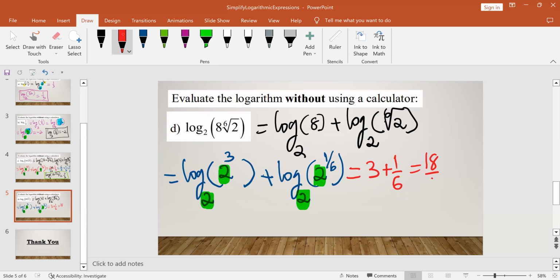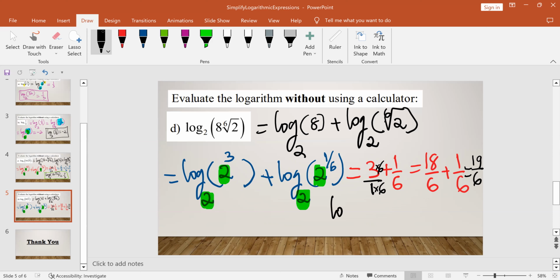But 3 is the same as 18 over 6 plus 1 over 6. Remember, 3 is the same as 3 over 1. Therefore, if I multiply 3 here by 6, 1 here by 6, we have 18 over 6, which is the same as 3, plus 1 over 6. The reason I changed it is that I want to get the common denominator. And now 18 over 6 plus 1 over 6 is 19 over 6. Can we simplify 19 over 6? No, we leave it like that.